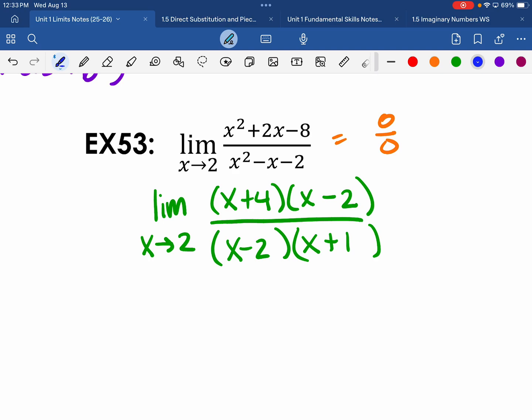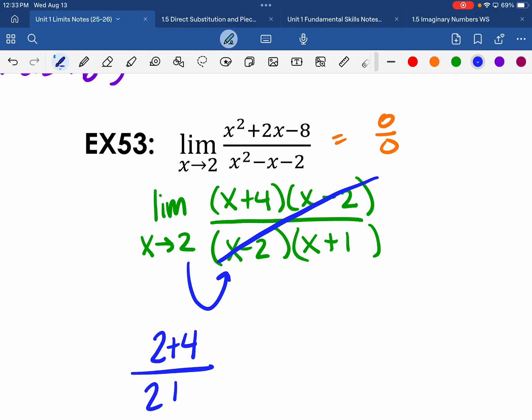Once again, the goal is for something to cancel. Yep, so the x minus 2's. And once you cancel something, that's when you go into direct substitution. So now we're going to plug 2 in, and so you get 2 plus 4 on top, 2 plus 1 on bottom. So 6 over 3, which is just 2.